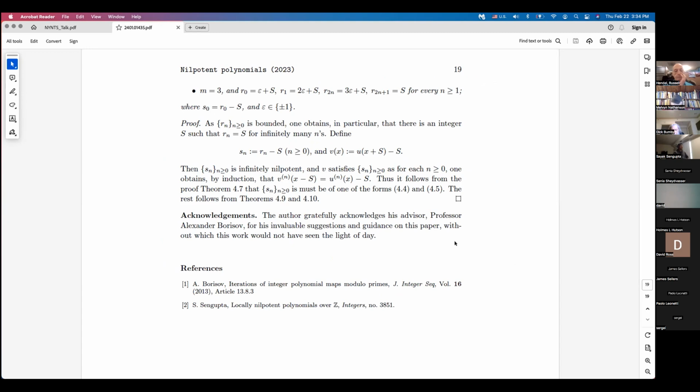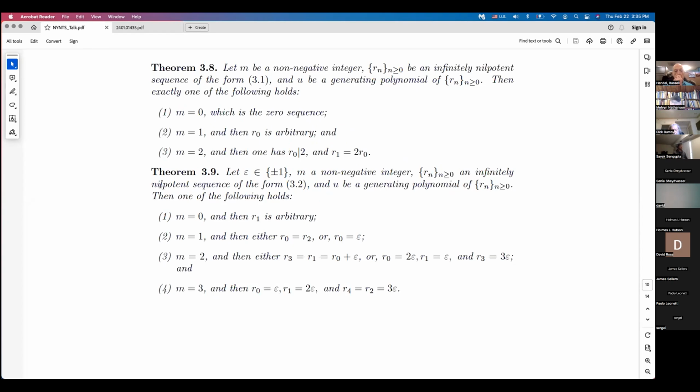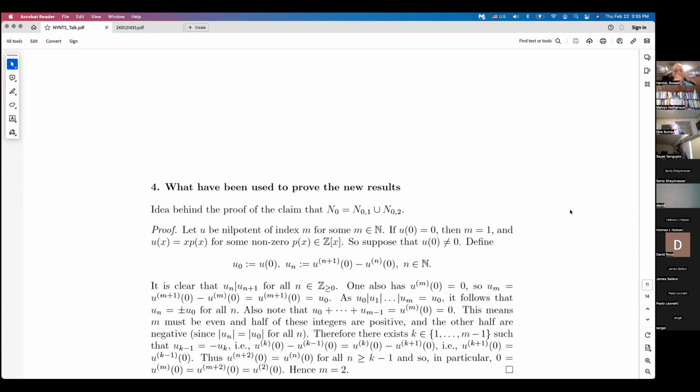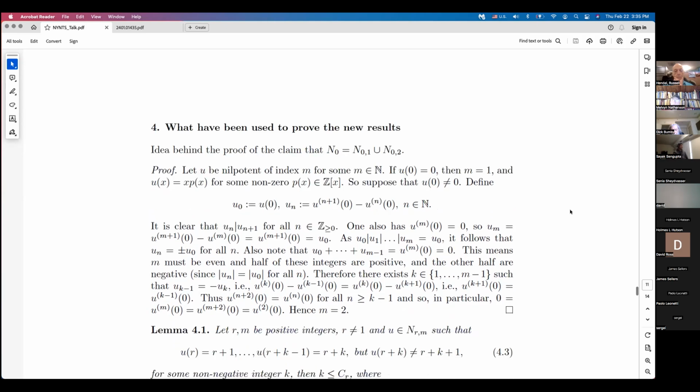So we can also classify all bounded polynomial sequences using theorems 3.8 and 3.9. Now, what exactly was used to get these results? Well, first of all, let me give you an idea on how I proved that.